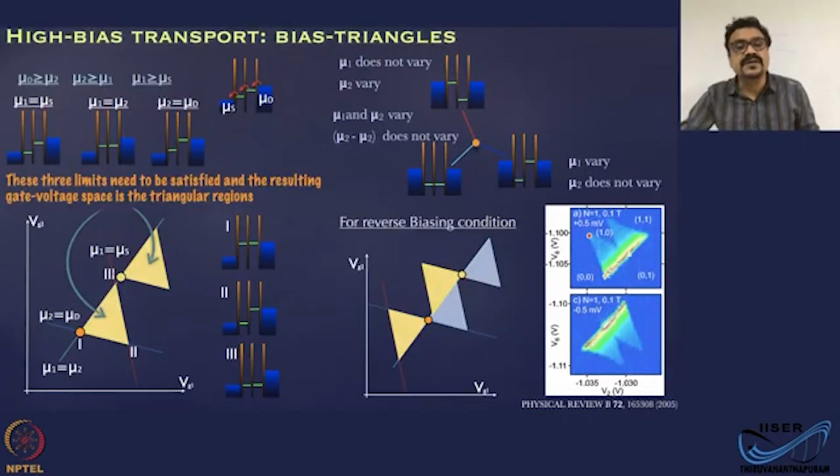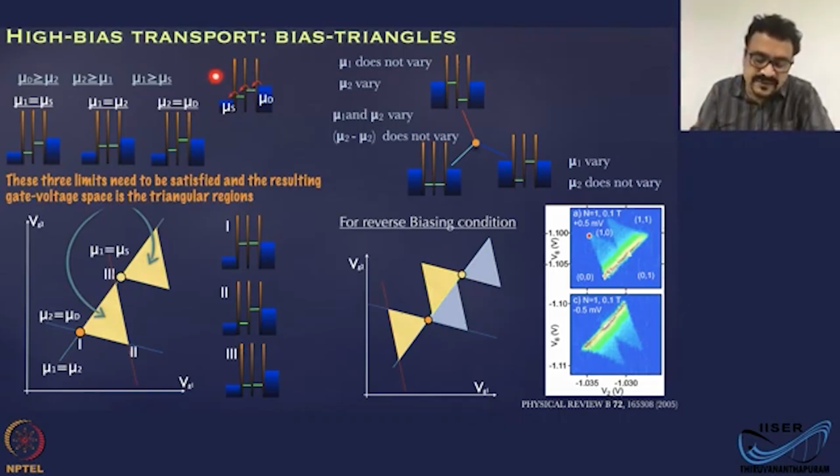Now let us look at what happens when you have slightly higher bias on the system. Let's assume that you have this configuration where mu drain is at a higher energy compared to mu s. That is, you have a positive bias on the source and you have a negative bias on the drain. Or we can say that you have a positive bias on the source with reference to the drain.